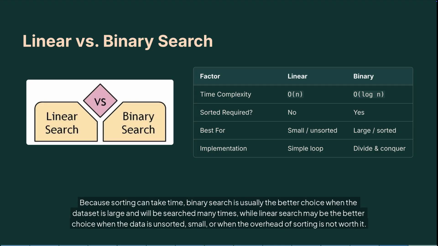Because sorting can take time, binary search is usually the better choice when the dataset is large and will be searched many times, while linear search may be the better choice when the data is unsorted, small, or when the overhead of sorting is not worth it.